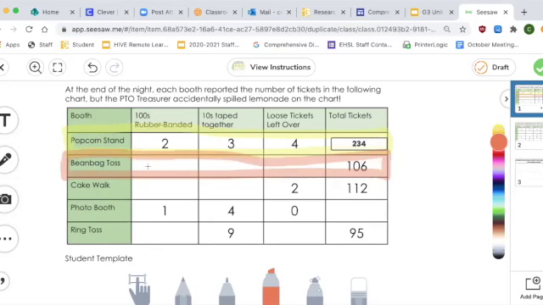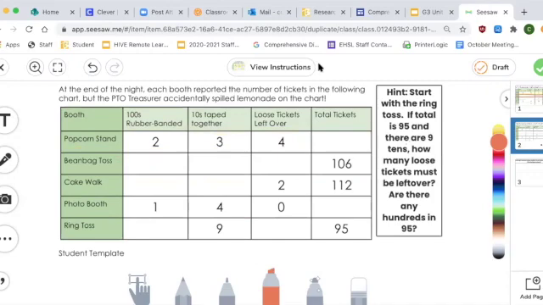So I need to figure out how many hundreds are in this total number, how many tens are in this total number, and how many ones are in this total number. For the cakewalk, I have the total number of tickets and I have the loose tickets. So I need to figure out the hundreds and the tens. It looks like photo booth, I need to figure out the total number of tickets, and in ring toss, I have to figure out hundreds and loose tickets. Slide 2 has a hint.